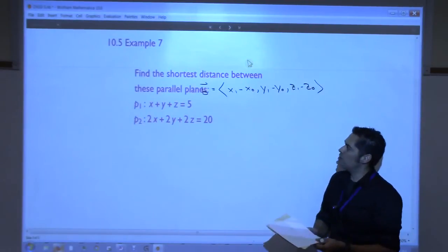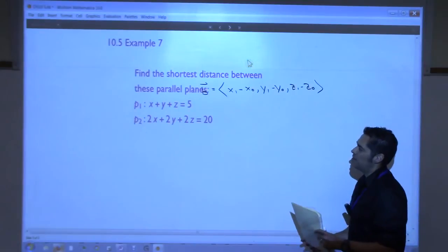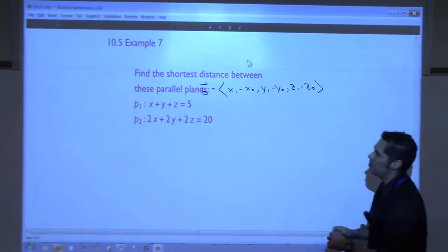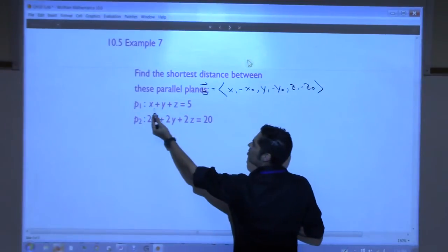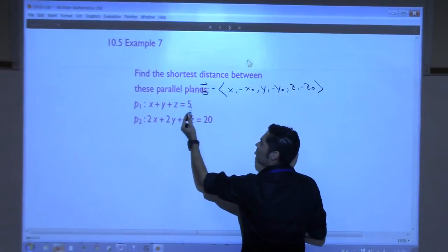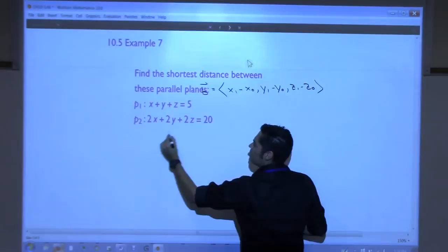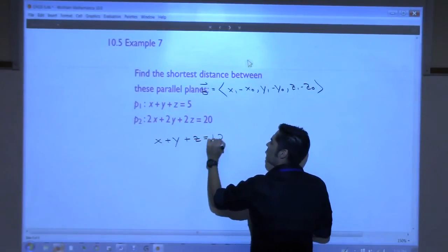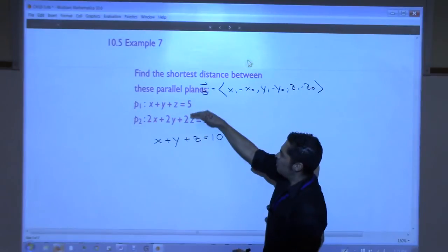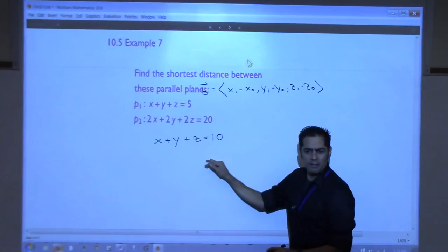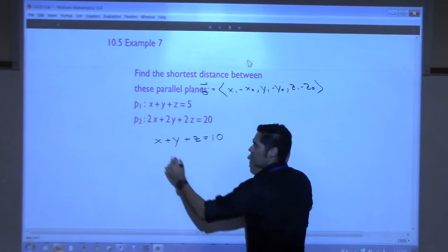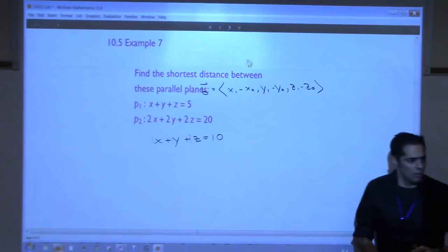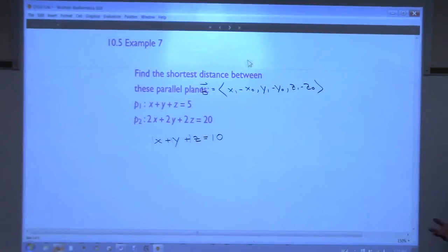Find the shortest distance between them. What people always like to do in this case, what they are tempted to do is they say, okay, look at this equation. X plus y plus z is 5. Over here, they say, hey, look, I can divide everything by 2, and I would get this. Don't write this down, by the way. I get this, right? So look at this equation, this equation. Very similar, aren't they? In fact, they have the same normal vectors, don't they? 1, 1, 1, 1, 1, 1. The normals are pointing in the same direction, which means they're parallel, right?